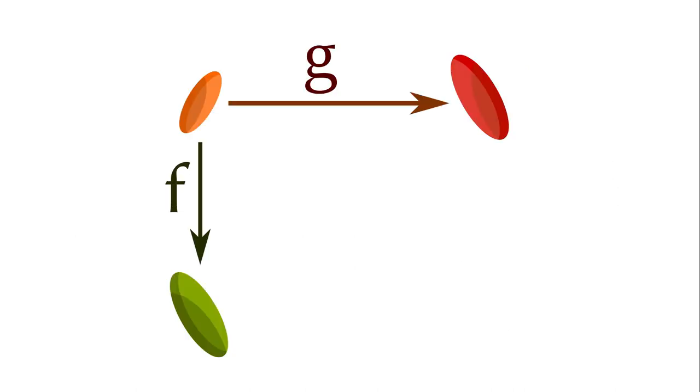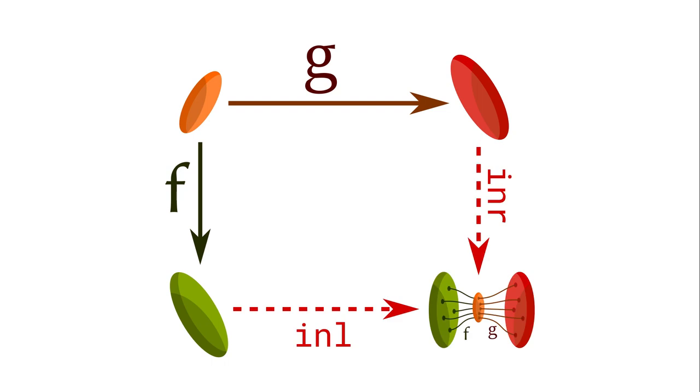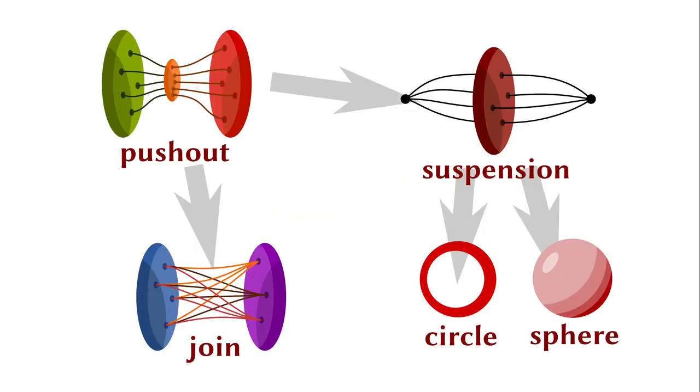In category theory, the parameters are organized as a span, and the pushout is the most general type with inclusions from both sides such that the diagram commutes up to homotopy. Pushouts are essential because we can define so many other types using them. Everything we will mention today is definable with pushouts.